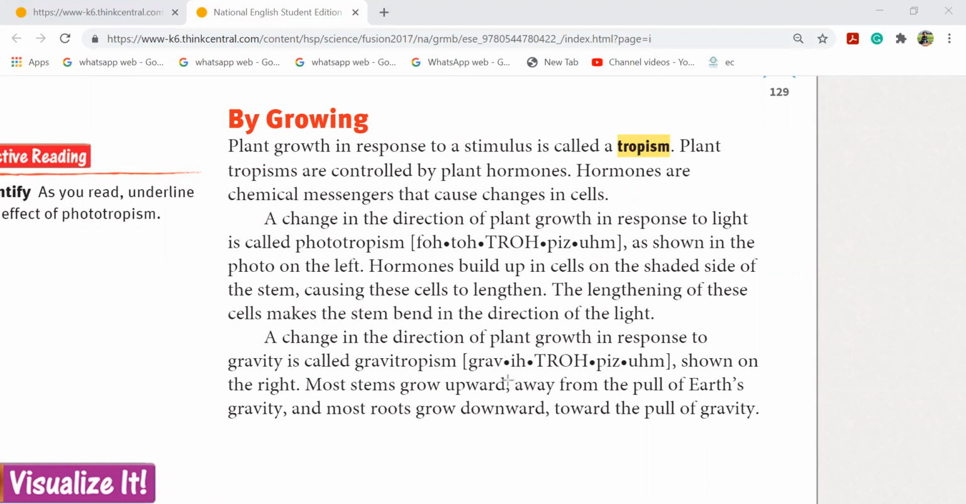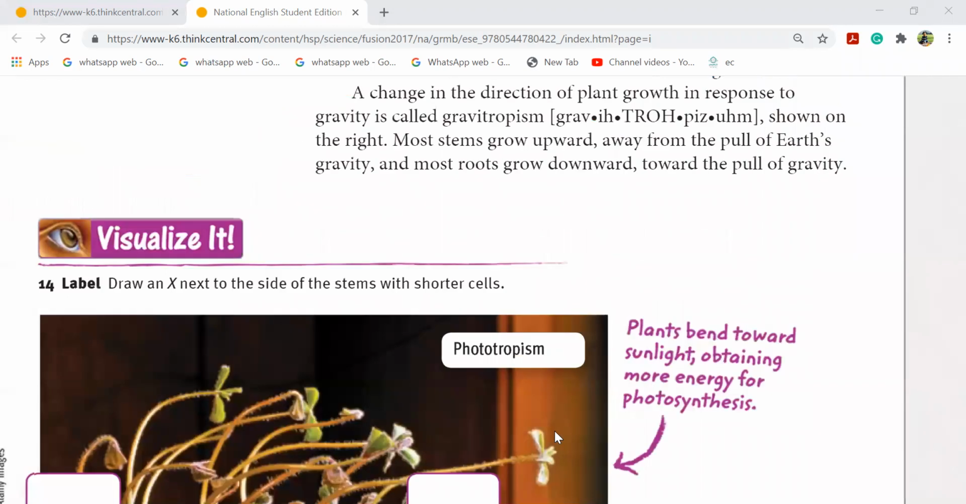A change in the direction of plant growth in response to gravity is called gravitropism. When the plant goes up and starts bending, it's called gravitropism. Roots grow downwards and stems grow upwards. These are all because of the pull of gravity. You can see the picture here.